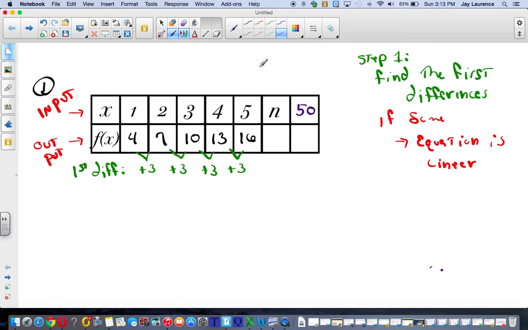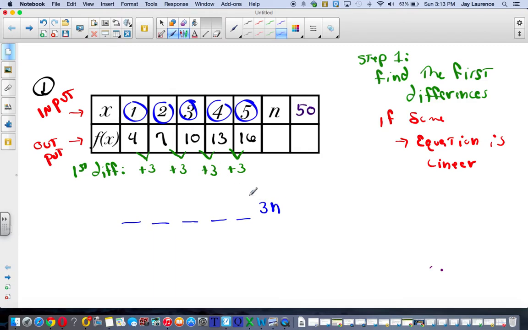All right, so the first difference ended up being the same. Well, what I'm going to do is take that number there, and multiply it by n. By the nth term, I'm going to go 3n. And then I'm going to do a comparison line. I'm going to take these numbers here, this 1, this 2, this 3, 4, 5, and I'm going to put them in for n.